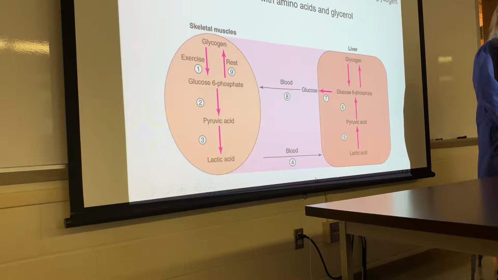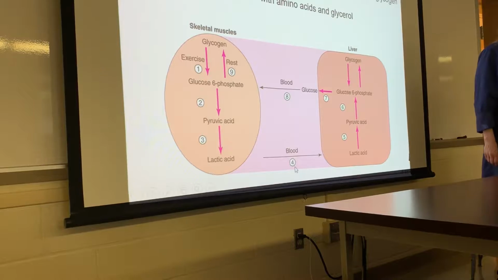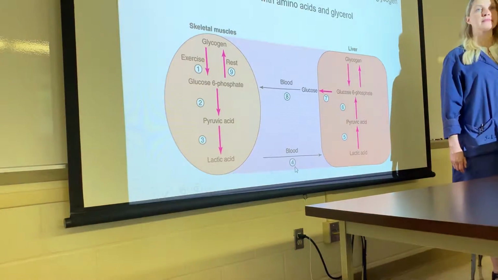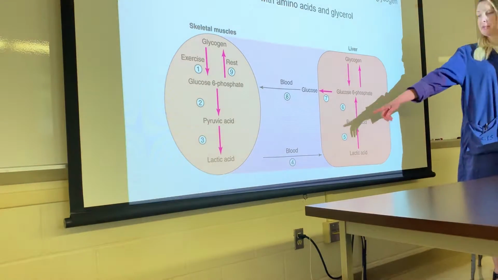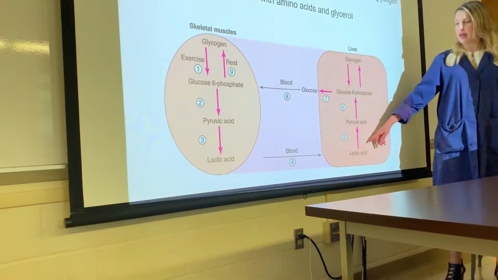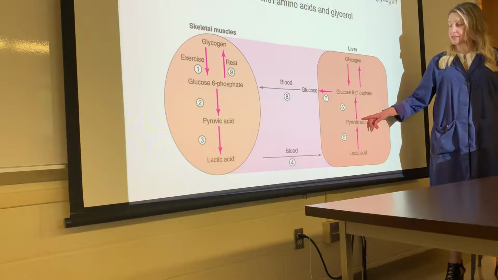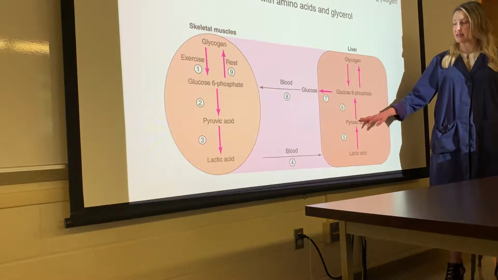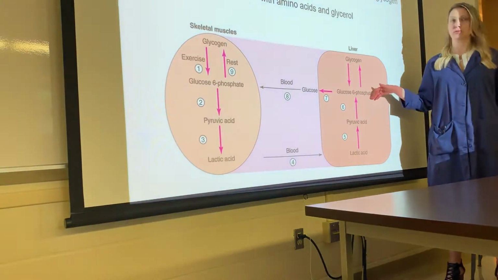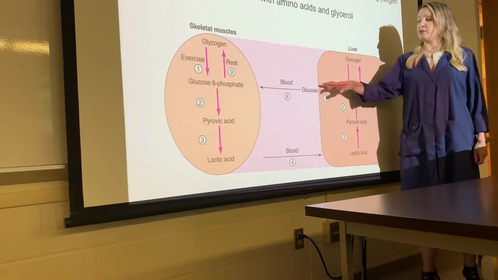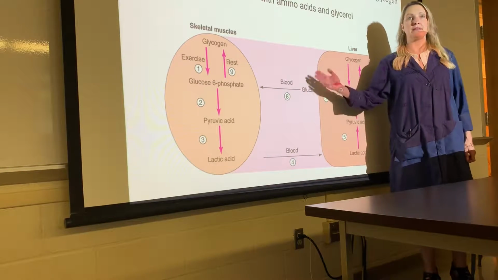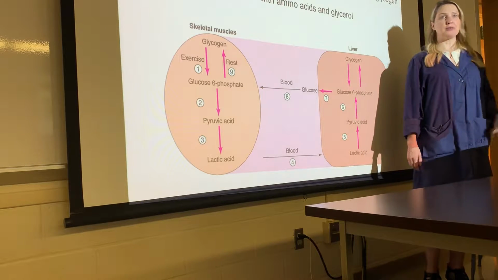Lactic acid goes from the blood to the liver cell, and then the lactic acid is oxidized back to pyruvic acid, and then pyruvic acid is converted back to glucose 6-phosphate. And then the enzyme takes away the phosphate, so free glucose can be released into the blood and goes back to the skeletal muscle.